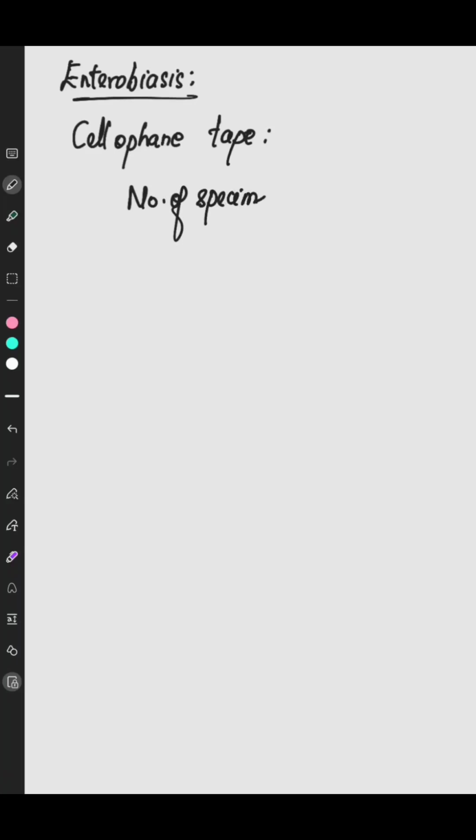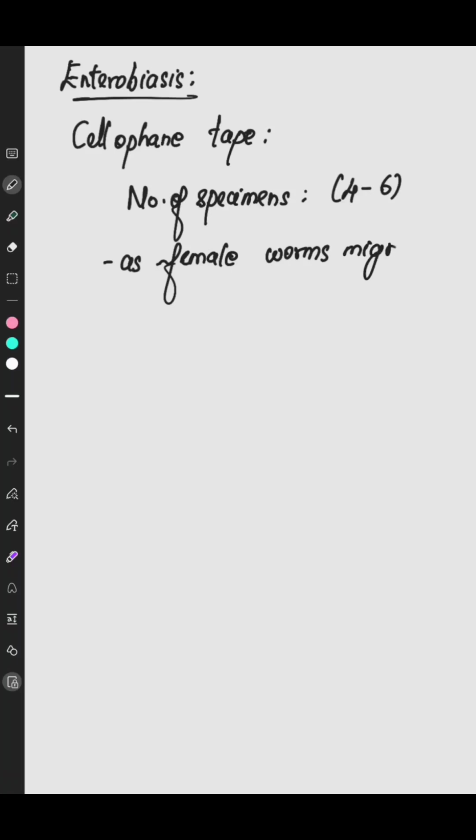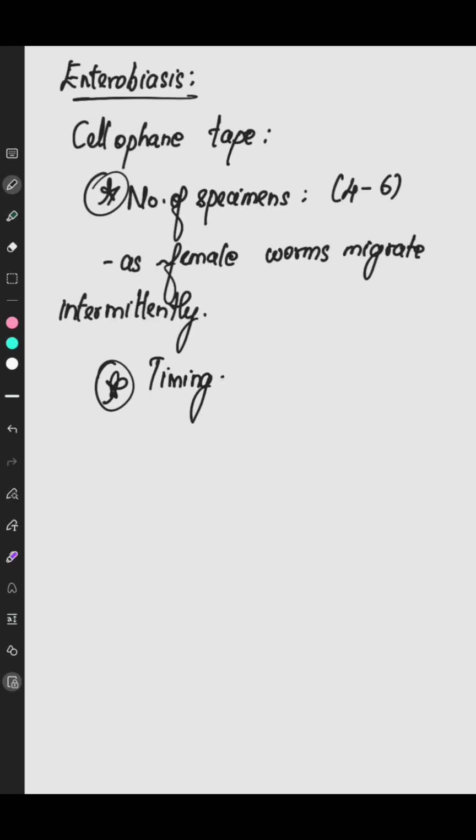The specimen is collected by two methods. One is the cellophane tape or NIH swab method. Cellophane tape is applied onto the perianal skin and then the tape is mounted with a drop of saline. The number of specimens collected should be 4 to 6 as female worms migrate intermittently. And then the sample should be collected late evening or early morning. The timing should be maintained. It should be late evening or early morning because there is more chance of egg deposition.